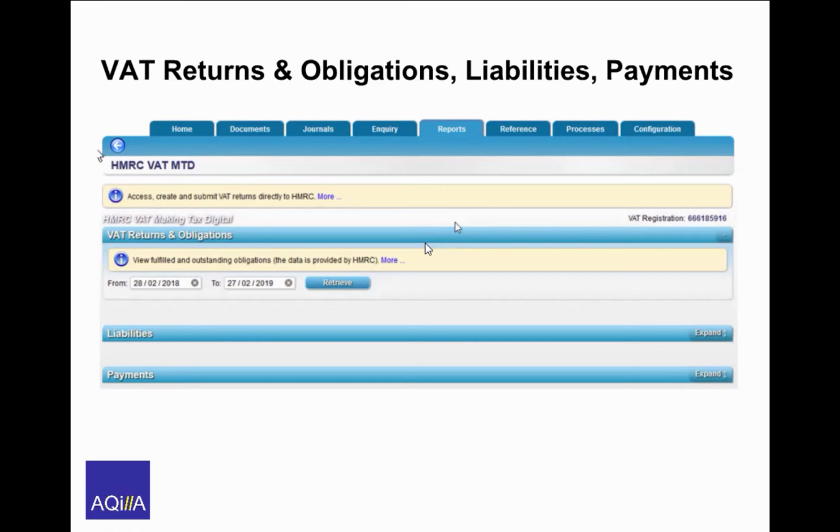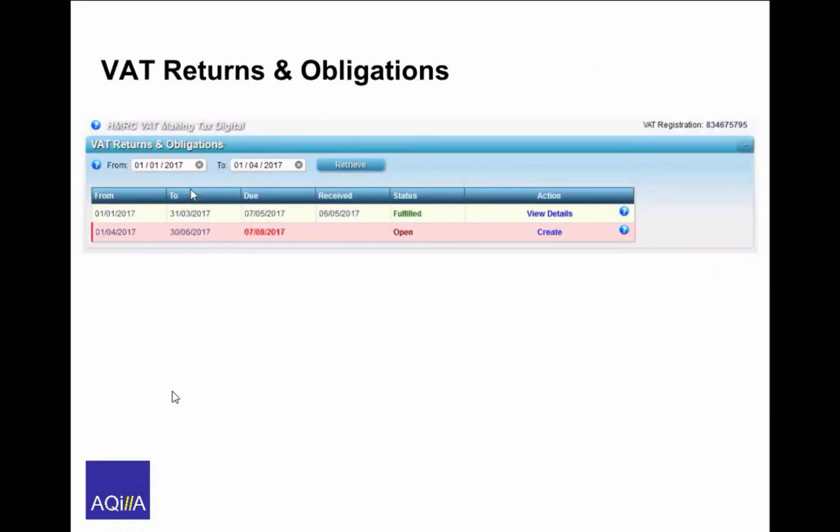As you'll see, it's split into 3 sections: VAT returns and obligations, liabilities and payments. And you can expand or contract each section as you wish. There's also embedded help, which you can show or hide. It's so intuitive that you'll have no trouble using it, I'm sure. Let's have a look at what each section contains. First of all, VAT returns and obligations.